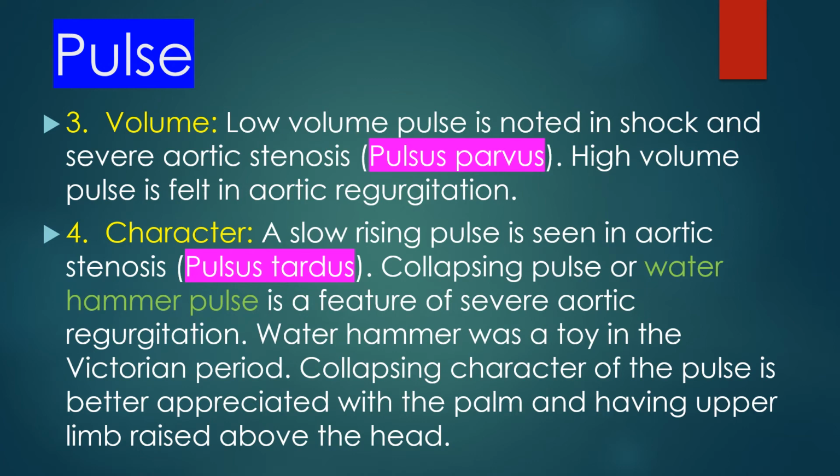Collapsing pulse or water hammer pulse is a feature of severe aortic regurgitation. Water hammer was a toy in the Victorian period. Collapsing character of the pulse is better appreciated with the palm and having the upper limb raised above the head.